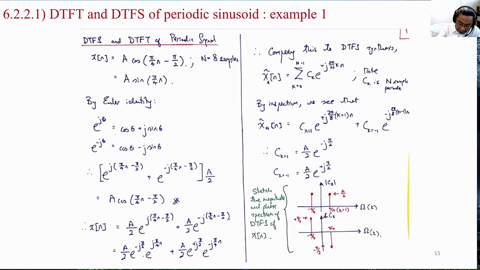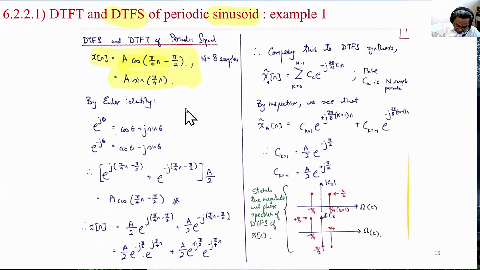Welcome back. In the next two slides, we'll perform a DTFS on a sinusoid, which is this signal over here, which is simply sine of pi over 4 n. We then find the Ck of this sinusoid, find its representation, and then convert it into DTFT.